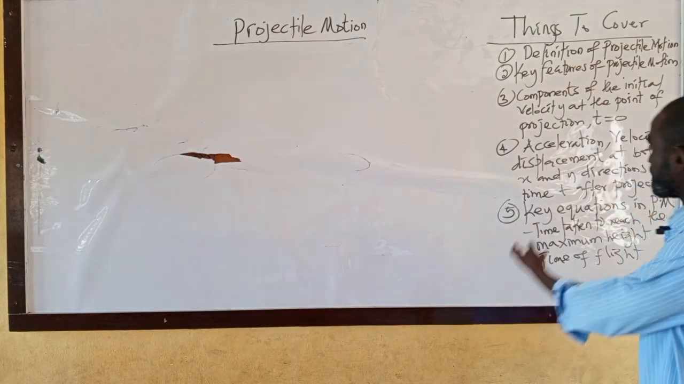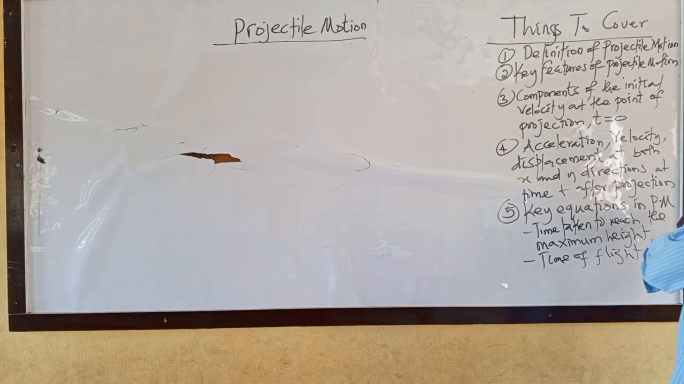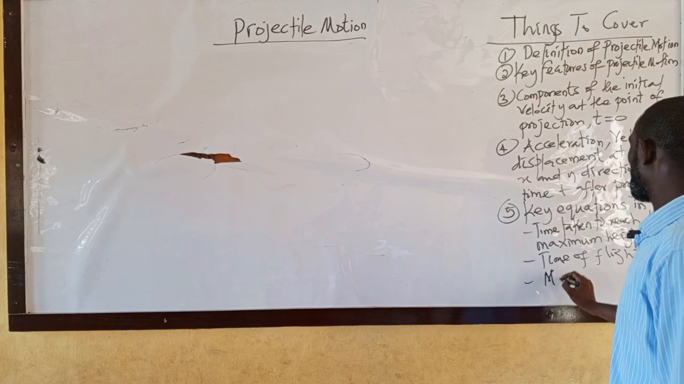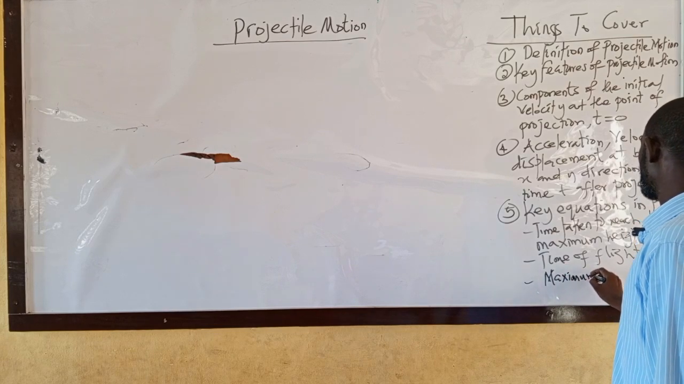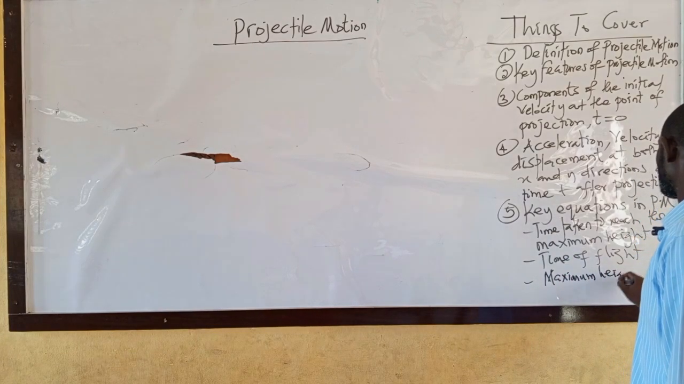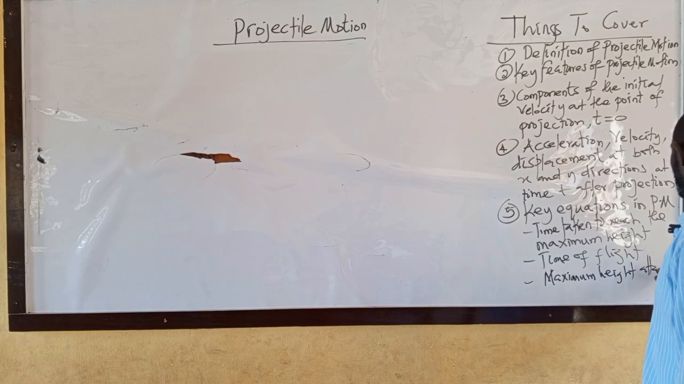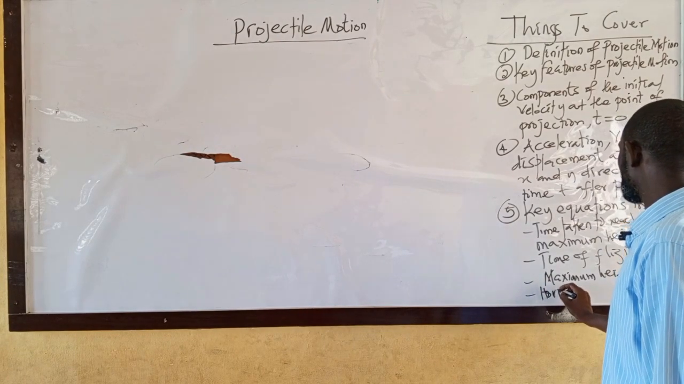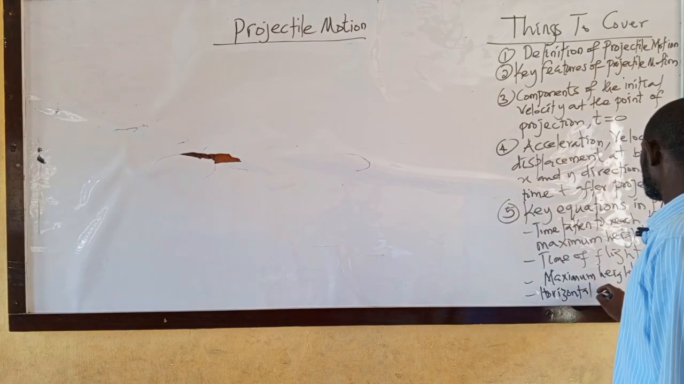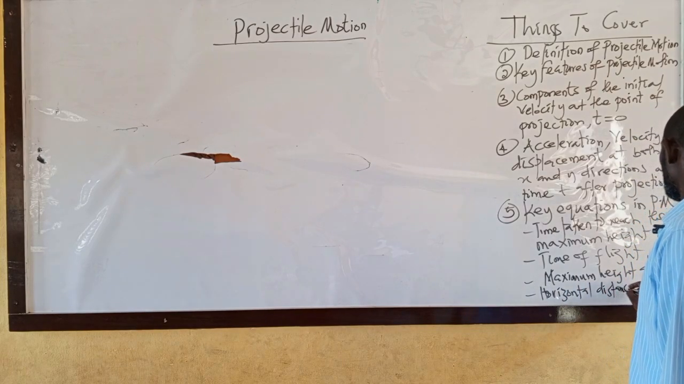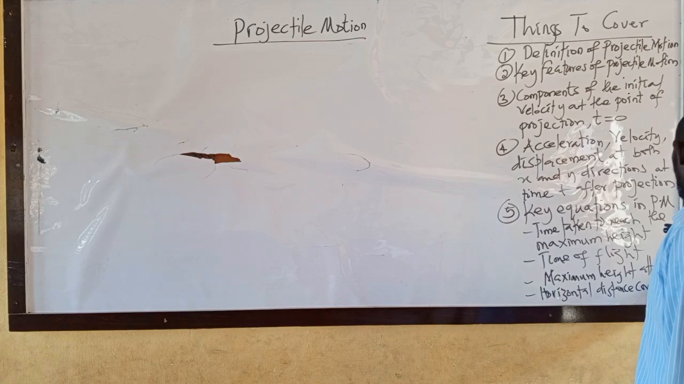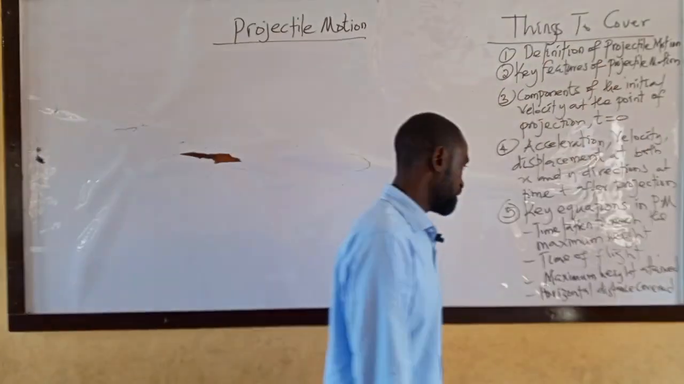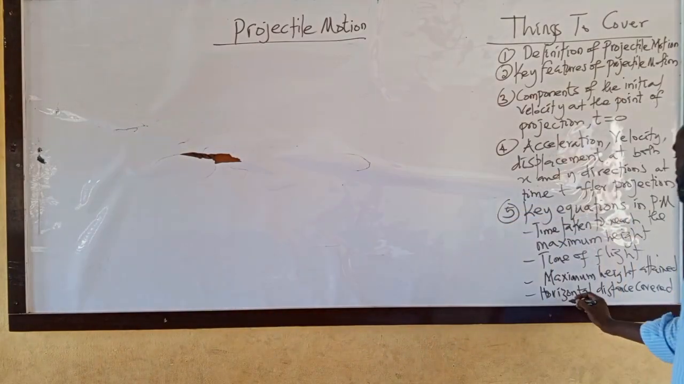After time of flight, still under the key equations in projectile motion, we are going to discuss maximum height attained. And after this, we discuss horizontal distance covered. This horizontal distance covered is what we call the range. Are you with me? So we are going to discuss the range.